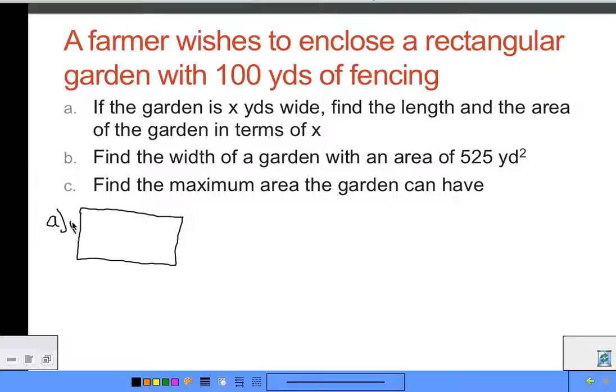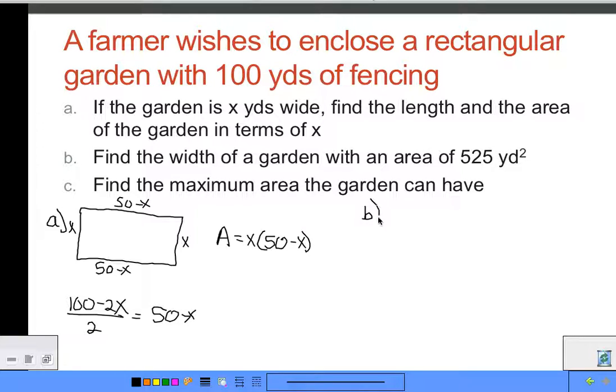Well, so we know this is x and x, since it's a rectangle, but we have to figure out these two other sides. So let's see here. Well, if it's 100 total, we subtract 2x, and it has to be equal between these two sides, so we divide by 2. So each side would be 50 minus x. So we end up with the area equals x times 50 minus x.